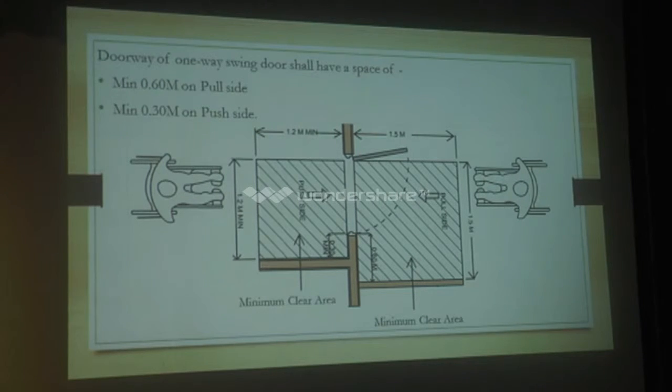So for doorways opening on one side, there shall be a space of 0.60 meter on the pull side. So on the pull side you require a larger space. 0.60 is mentioned there. When it's a push side, the space could be reduced to 0.30.